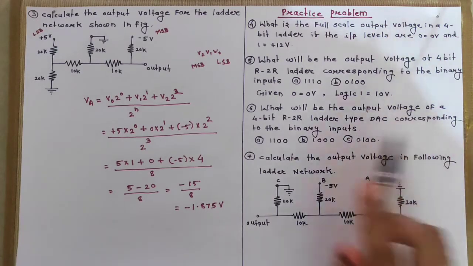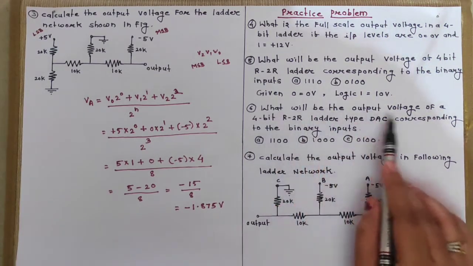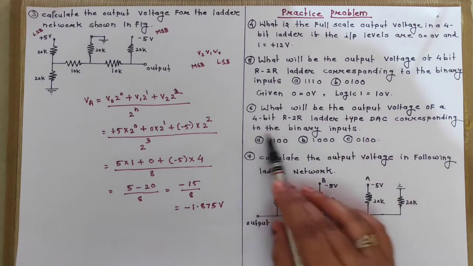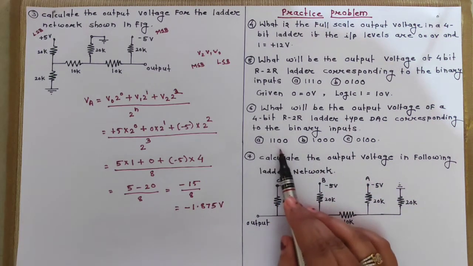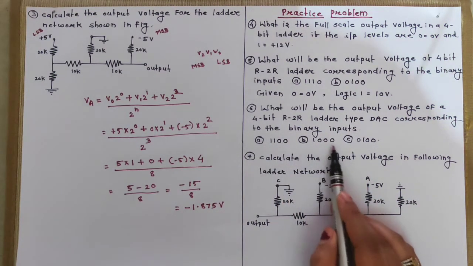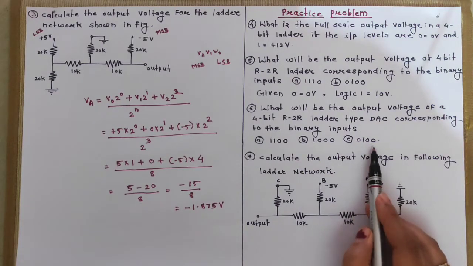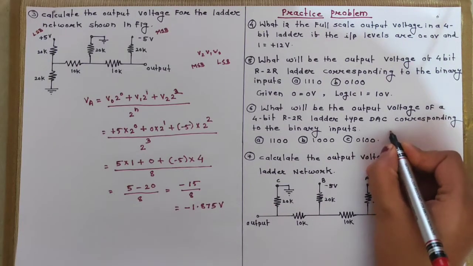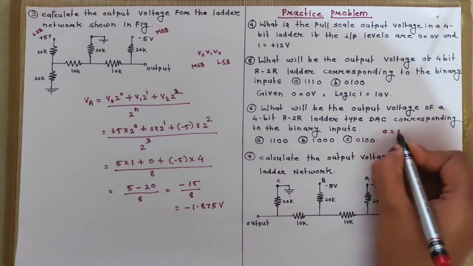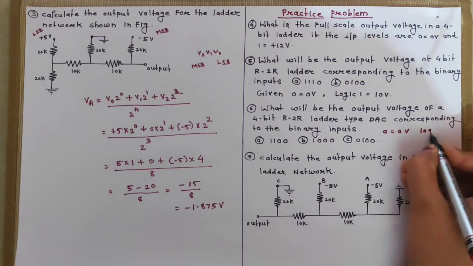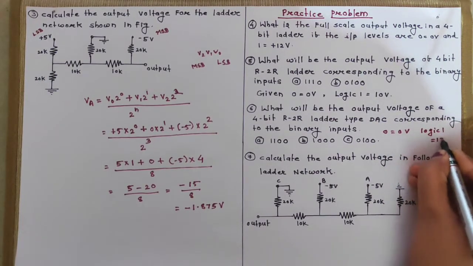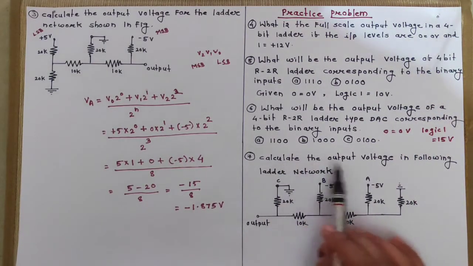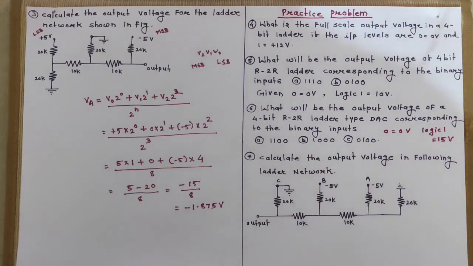Second question जैसा question है ये. What will be the output voltage of a 4-bit R2R ladder type DAC corresponding to the binary input A 1100, B 1000, C 0100. In this case, I am not giving you the logic 0 and logic 1 voltage. Consider logic 0 voltage as a 0 volt and logic 1 voltage as a 15 volt. Okay? Seventh question, यहाँ पे थोड़ा ध्यान दो. Calculate the output voltage in the following ladder network.